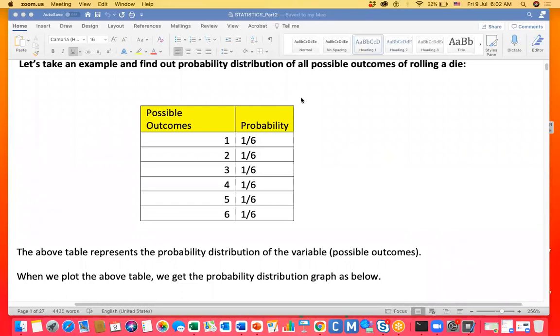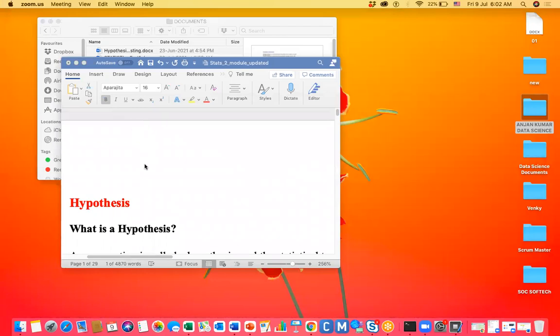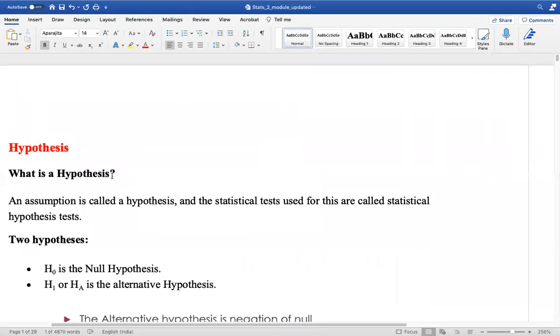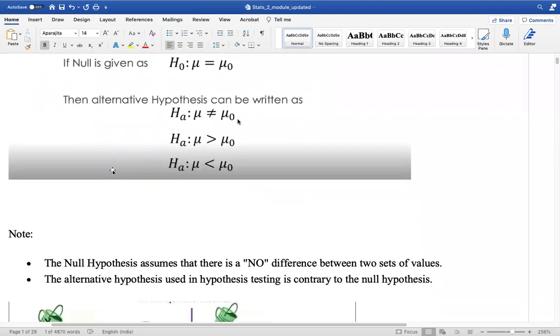hypothesis testing. There we have seen the Z test and the t test, okay, and the chi-square test and ANOVA test, like we have it, right? I think we have not completed those things. I will try to finish it by this particular session, okay?